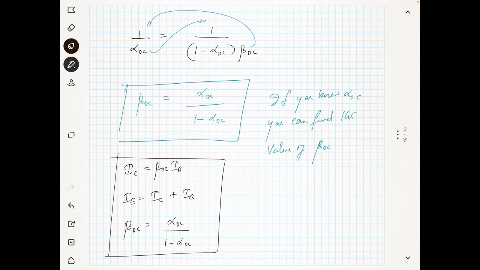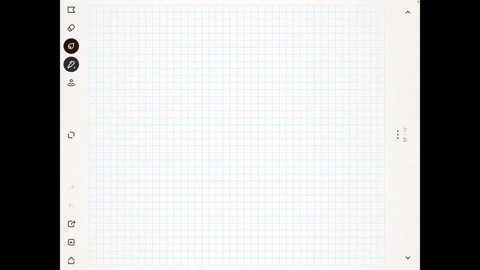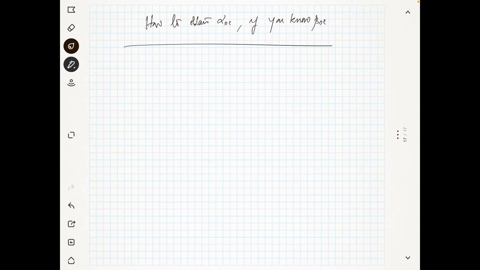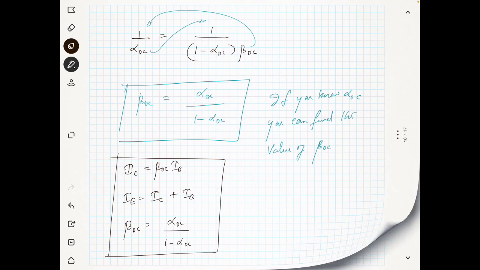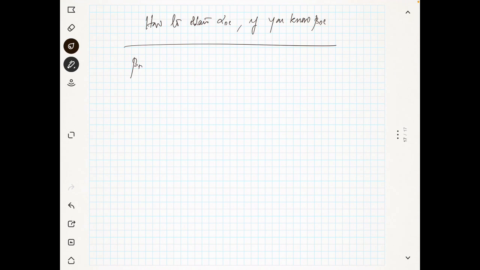Now how to obtain alpha dc if you know beta dc? So we will explain this also and wind up this lecture. We have the equation beta dc is equal to alpha dc by 1 minus alpha dc. So if I add plus 1 on both sides, just rearrangement of the equation after adding plus 1, then we will get the answer.